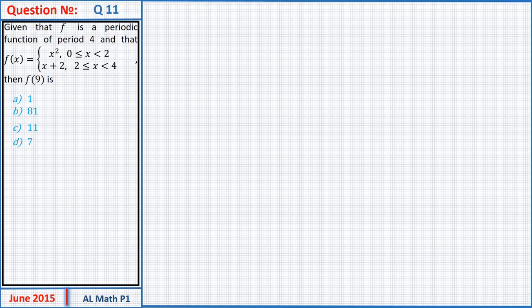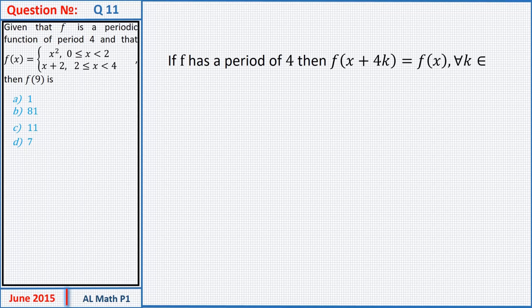So we'll come back to understand what it means to be periodic. If f is periodic with a period of 4, what does it mean? It means that f of x plus 4k will be equal to what? F of x, where k is an element in the set of integers.